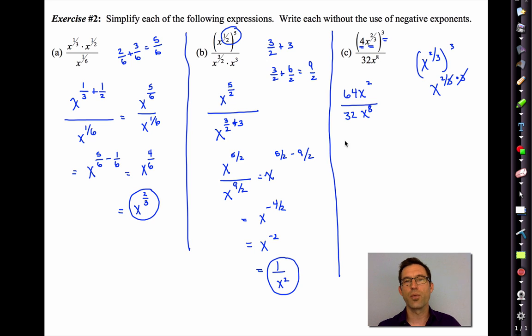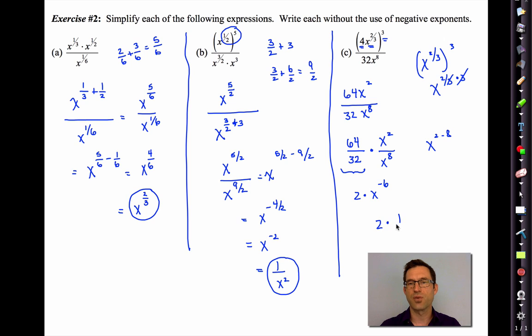Now again, here it's a little weird because we have some numerical stuff going on out front. So maybe I'll rewrite that as 64 divided by 32 times x squared divided by x to the 8th. This is 2. This is x to the minus 6, right? X squared minus 8. So that's going to be 2 times 1 over x to the 6th, or 2 over x to the 6th.